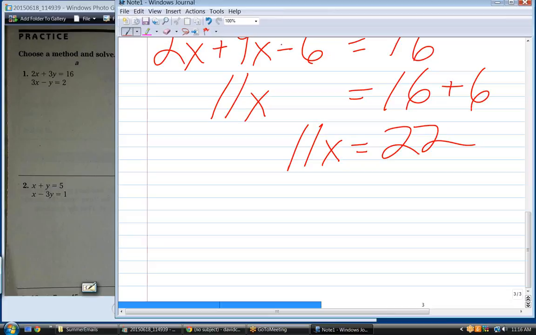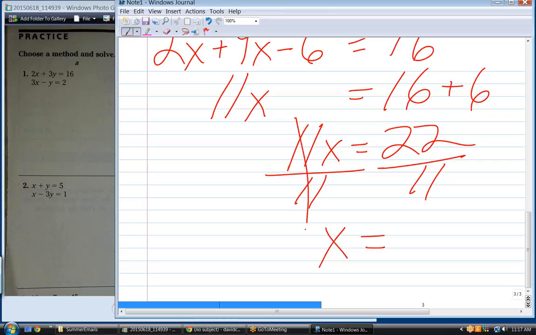In other words, up here we were subtracting 6, so to get rid of it, we had to add 6. Well, we're multiplying the x by 11. To get rid of it, we have to divide by 11. And again, normally I would not write that on the left because I know that the whole reason I'm dividing by 11 is to get x. So I usually skip that step and just write that x is 22 divided by 11, or 2.